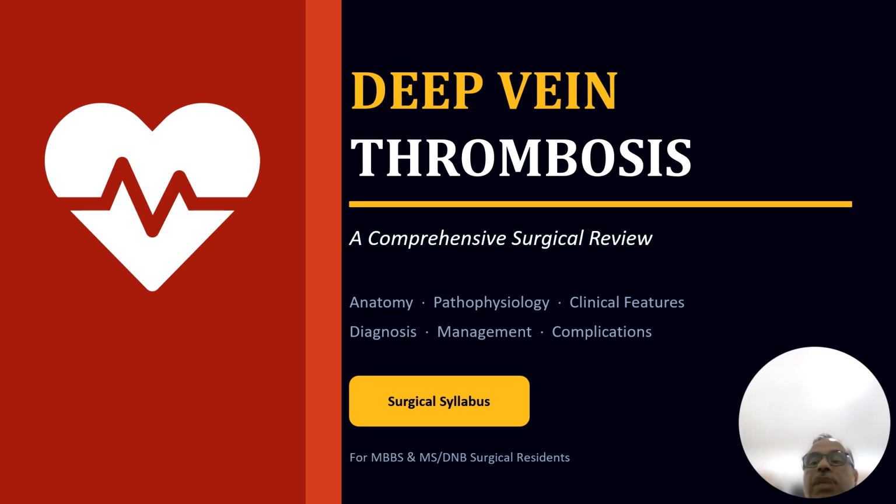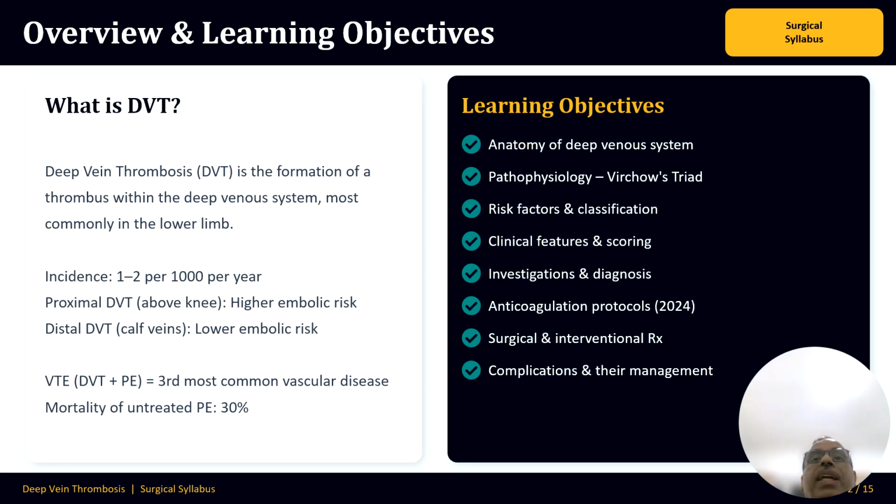I would be covering this topic under the following heads: anatomy of the deep venous system, which is very essential to understand what exactly is deep vein thrombosis; pathophysiology; the risk factors and classification of deep vein thrombosis; the clinical features and different scoring systems which we use clinically for deep vein thrombosis; investigations, diagnosis, and the latest anticoagulation protocols, where we will discuss the 2024 modification; and finally surgical and interventional radiological management, as well as complications and the management of DVT. So without wasting further time, let's see what exactly is deep vein thrombosis.